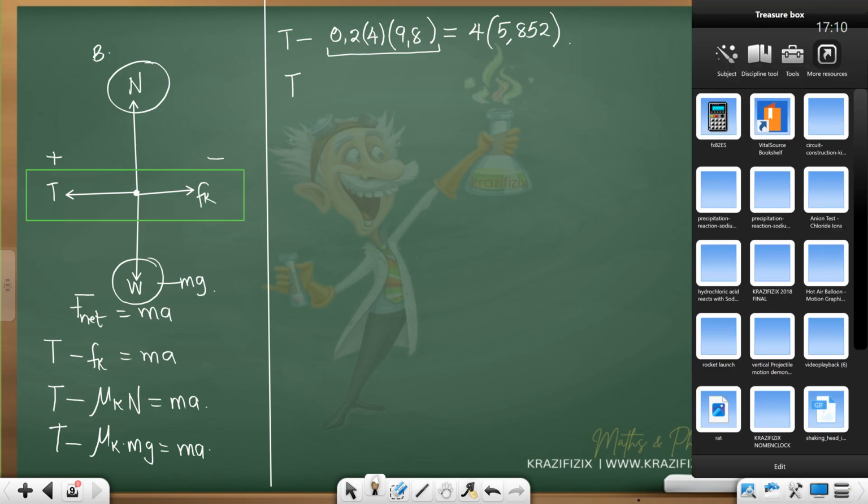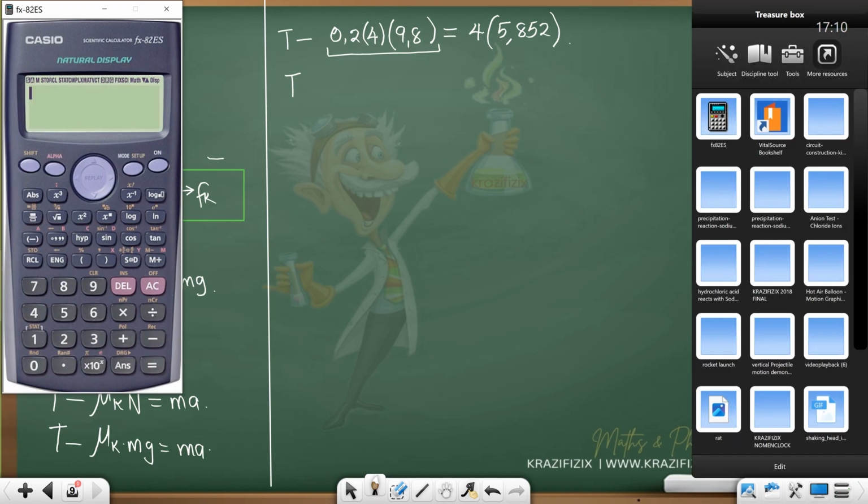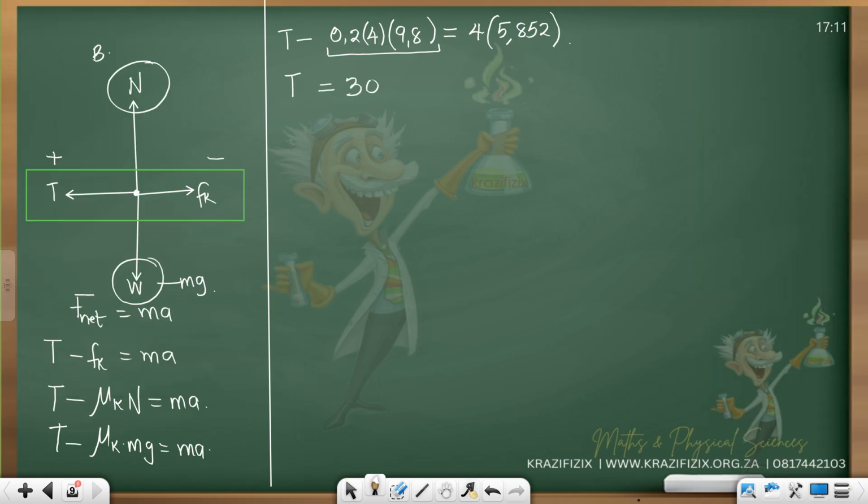All right, let me do the calculation so that we're not taking anything for granted. It is 0.2 times 4 times 9.8. All right, 7.84. And if I move it over to the other side, I'm sure you know what I'm doing. It's going to be positive, right? So plus 4 times 5.852. 30.168. Now that is my tension.